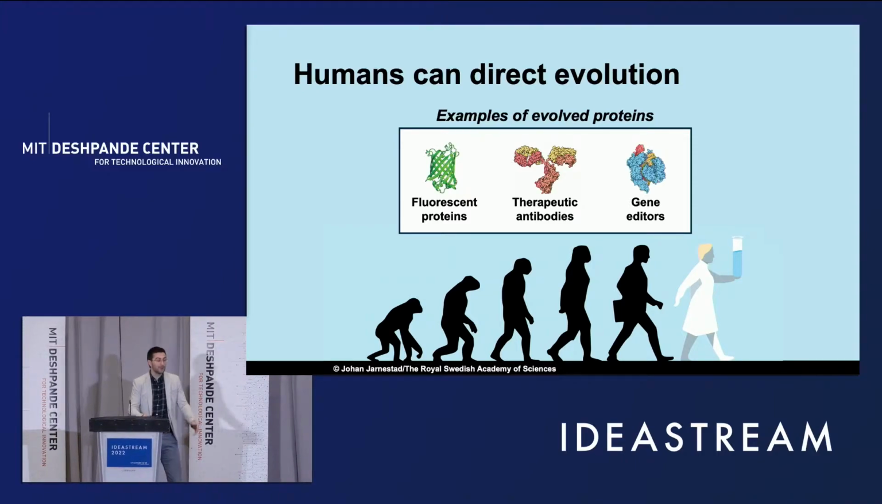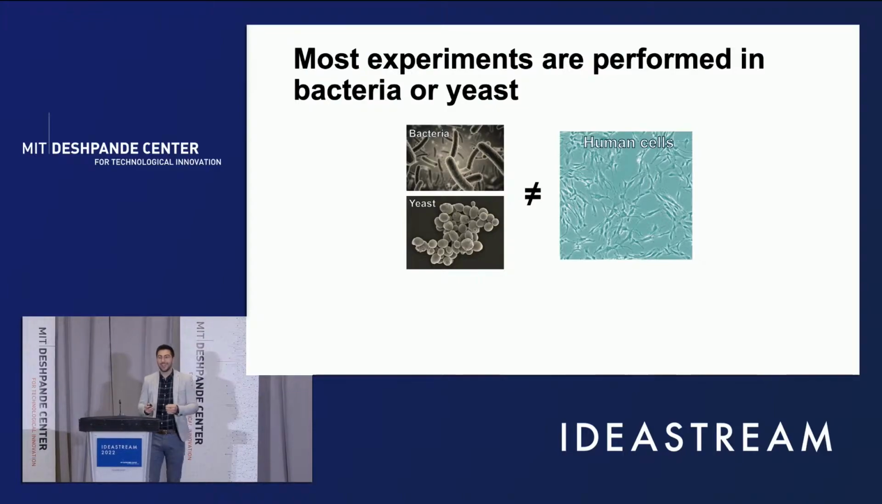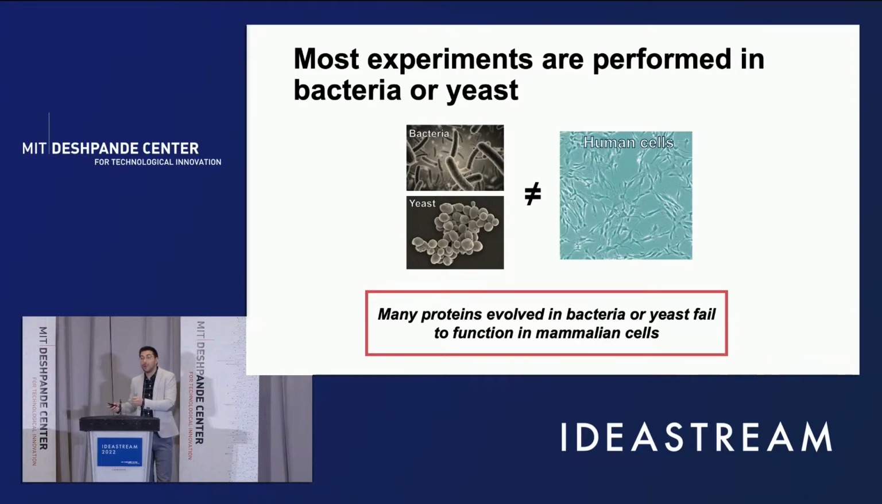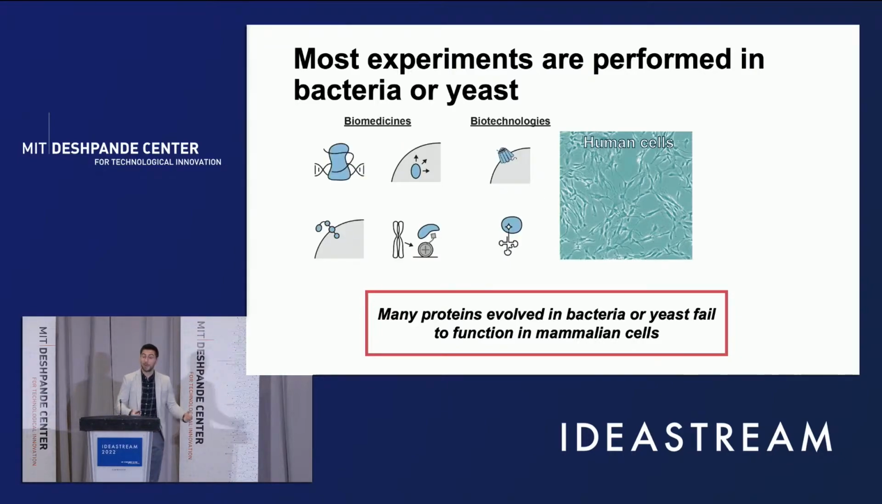And this is a really powerful technology that allows for numerous applications, but most of these experiments are performed in bacteria and yeast and not performed in human cells. And unfortunately, what occurs is that the proteins evolved in these bacteria and yeast may not function in the mammalian cellular environment, ultimately because you're evolving and optimizing for activity in the incorrect space from where you want it to ultimately function. This is problematic for things like biomedicines or biotechnologies that you ultimately want to use in the mammalian cell environment. And so the obvious answer would be to do the evolution in the mammalian cell itself.